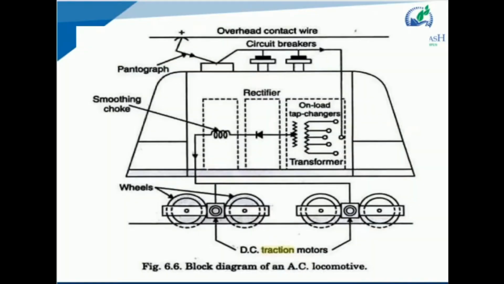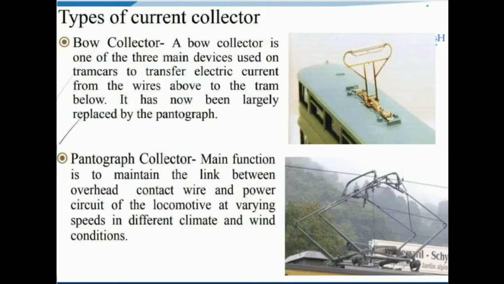In electric traction systems, there are many different types of current collector. One by one we will see. The first is the bow collector. A bow collector is one of the three main devices used on tram cars to transfer electric current from the wires above to the tram. It has now been largely replaced by the pantograph. So most probably we use the pantograph collector nowadays.